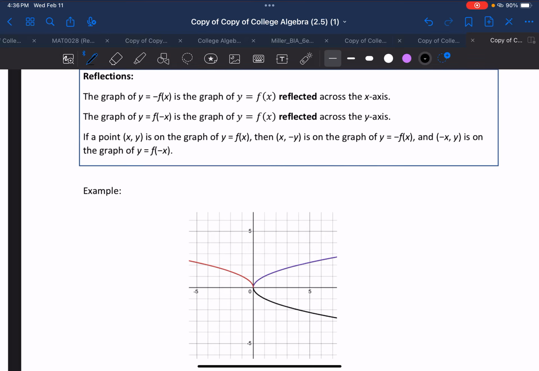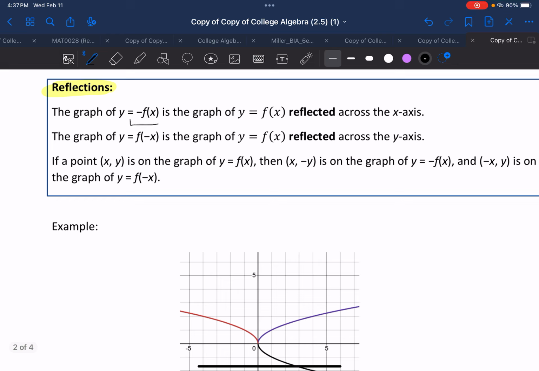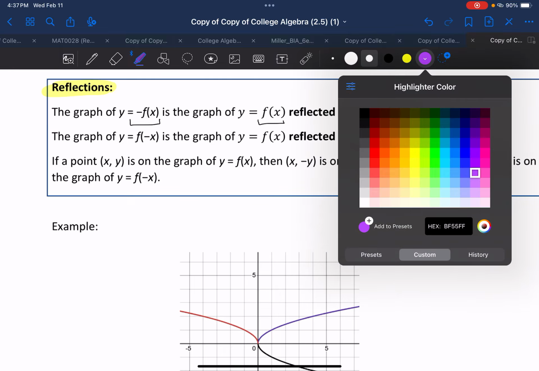Okay, the next type of transformations are reflections. So for this one, when we have a graph, y equals negative times a base graph. So when there's a negative on the outside and front of the entire base graph, then this is the graph of the base graph, f of x, reflected across the x-axis.